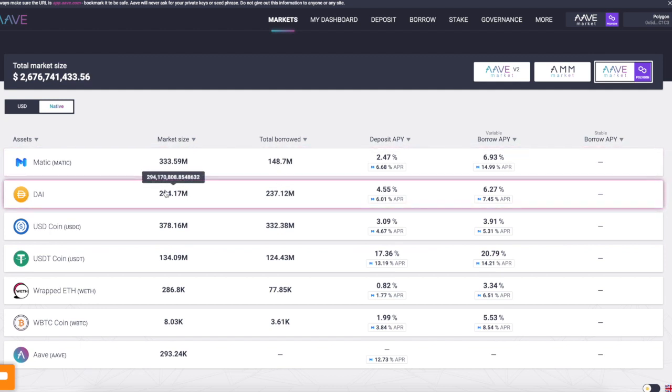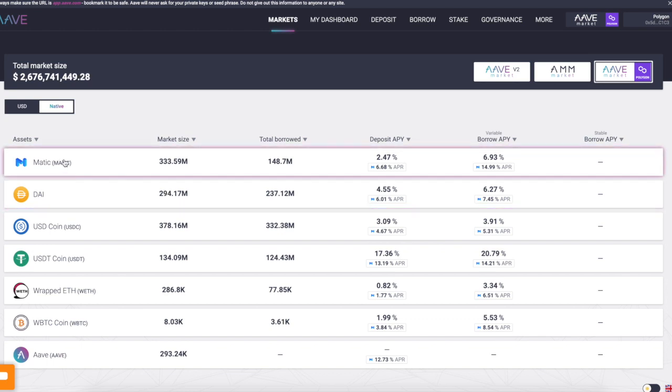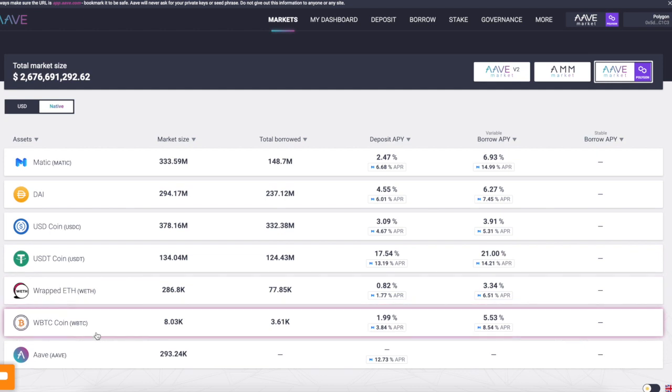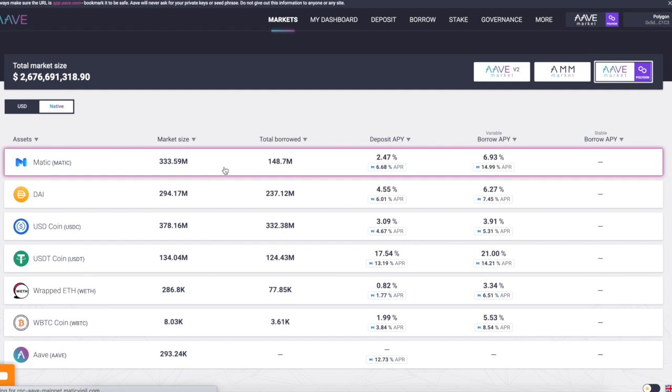So here are a couple of the assets that you can deposit and get a loan on. And how is this going to work? Well, first you will deposit money on MATIC, or deposit DAI, USDC, USDT, Wrapped ETH, Wrapped Bitcoin, Aave, any of them. Right now we're on the MATIC network. I know you guys are saying, oh, gas fees are nuts. Well, if you haven't heard of MATIC, gas fees are ridiculously cheap.